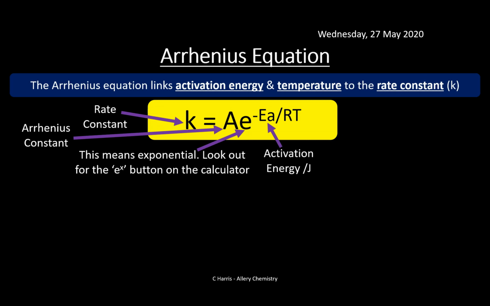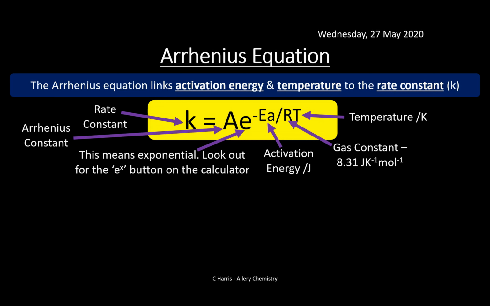EA is the activation energy, which you will have seen in year one chemistry. R is your gas constant, which is 8.31 joules per Kelvin per mole, and T is your temperature, which is in Kelvin. So these are all the different parts of the Arrhenius equation.